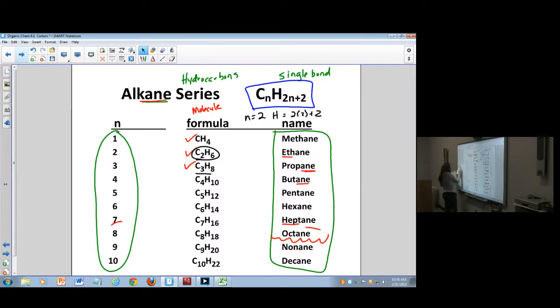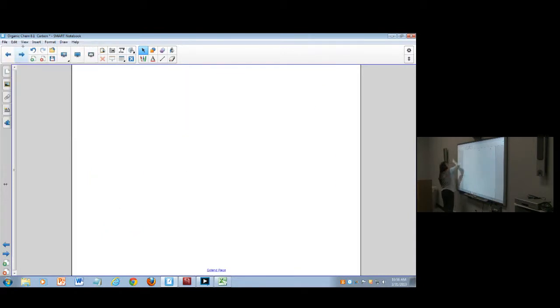So, let's see. I want to talk for a minute about another structure. Let me insert a blank page for a second. And let's look at butane. Because I have it memorized, I know 2 things. I know it's all single bonds because it ends in -ane. And because it begins with but-, I know there's 4 carbons.